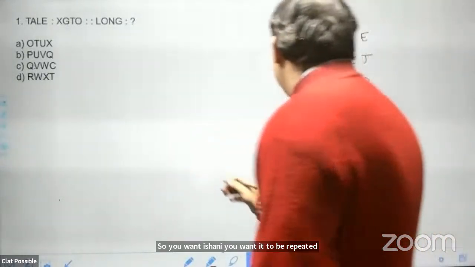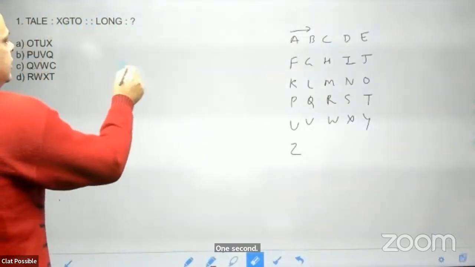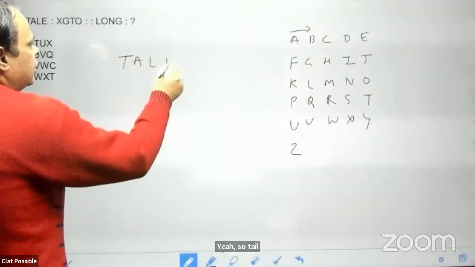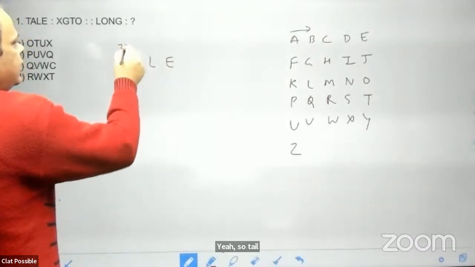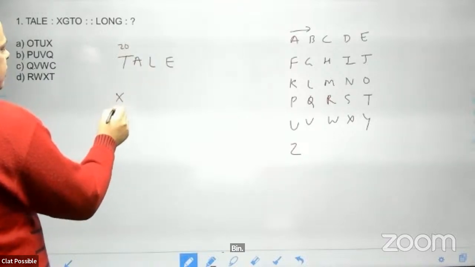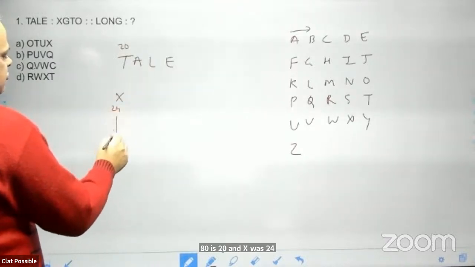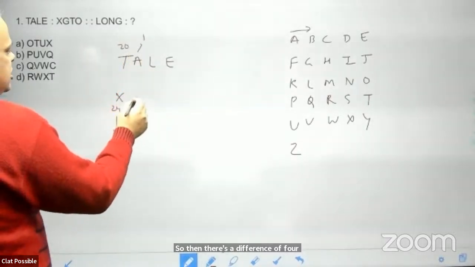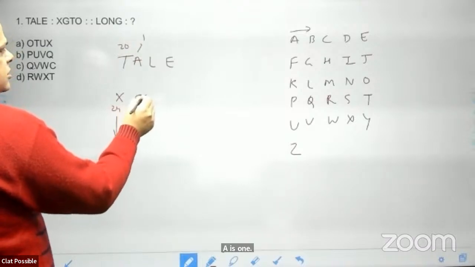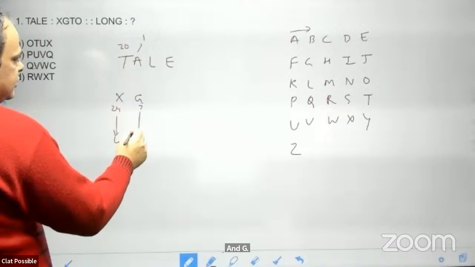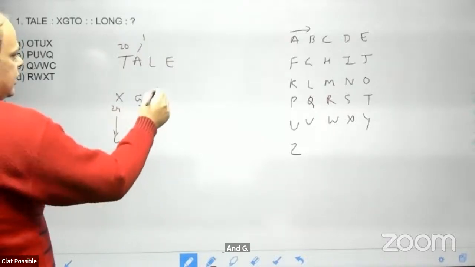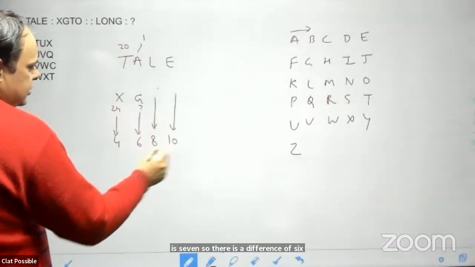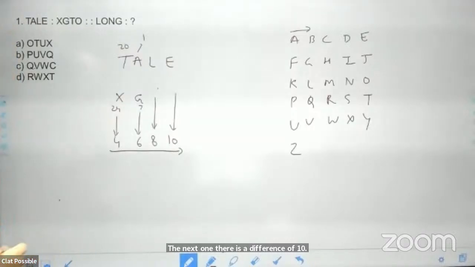Yeah, so tail. T is 20 and X was 24. So there's a difference of 4. A is 1 and G is 7. So there is a difference of 6. Similarly, the next term had a difference of 8, and the next one a difference of 10. So these differences are increasing by 2.